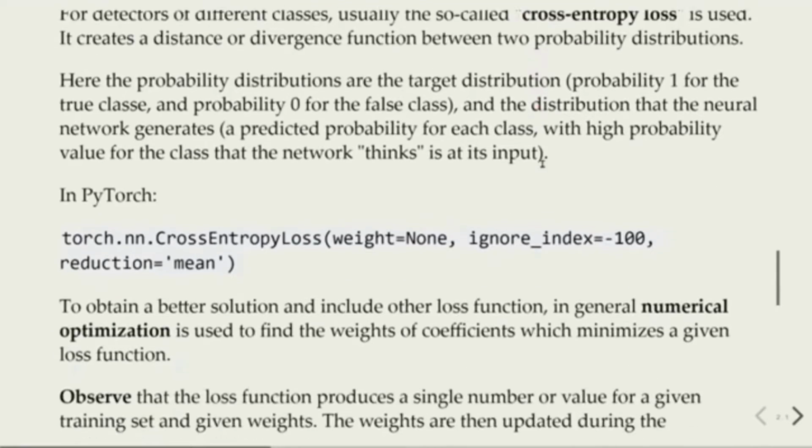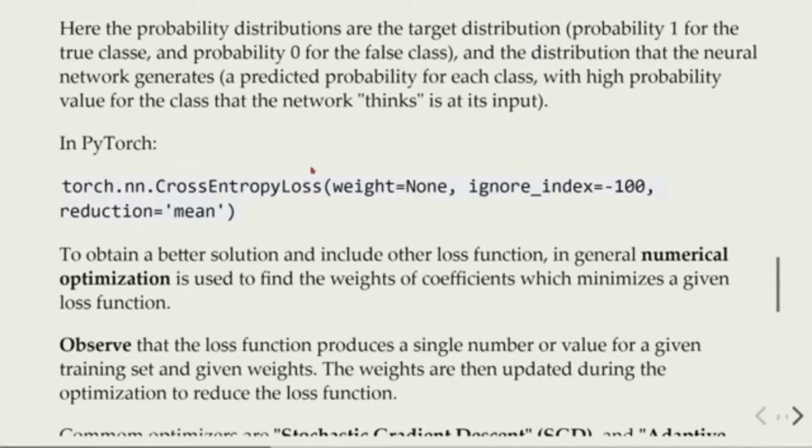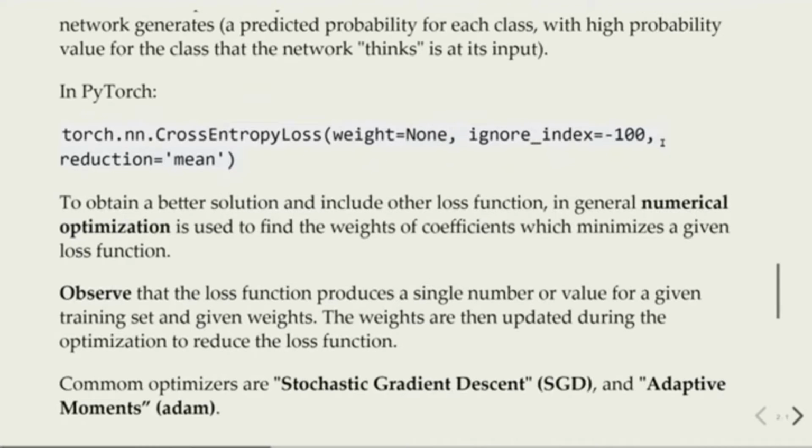In PyTorch, we also have this cross entropy loss, and you can find all the details in the PyTorch documentation. To obtain a better solution, include another loss function. In general, numerical optimization is used to find the weights or coefficients which minimize a given loss function.